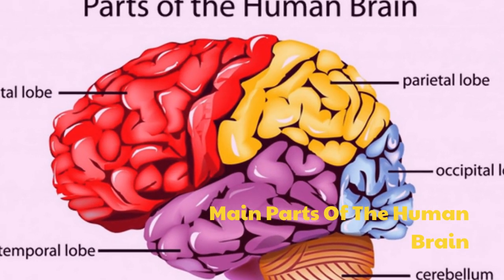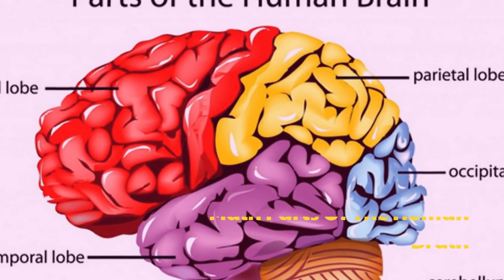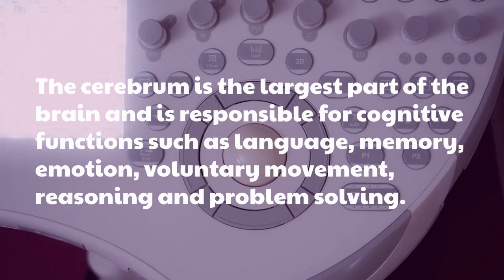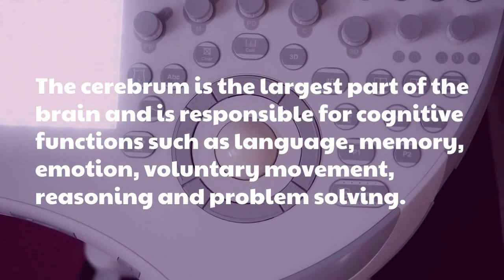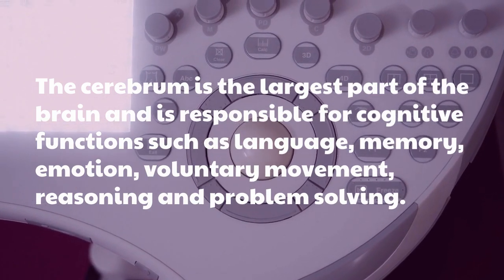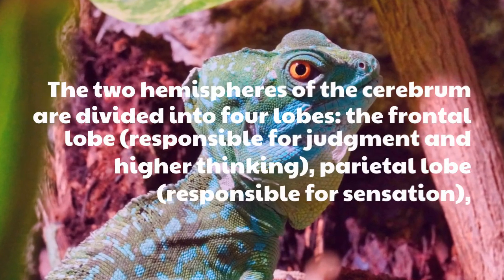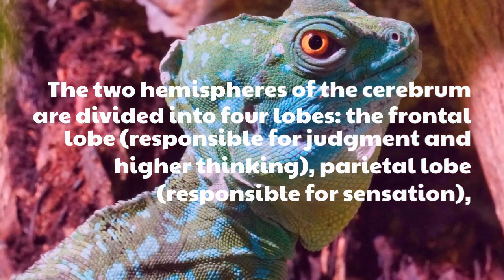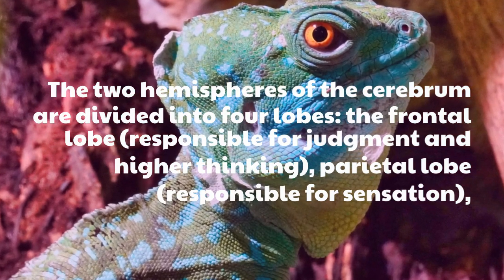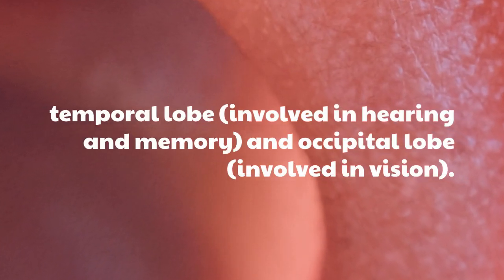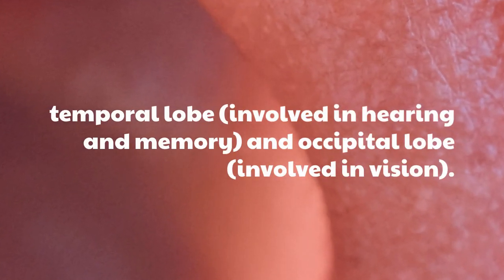Main parts of the human brain. The cerebrum is the largest part of the brain and is responsible for cognitive functions such as language, memory, emotion, voluntary movement, reasoning, and problem solving. The two hemispheres of the cerebrum are divided into four lobes: the frontal lobe, responsible for judgment and higher thinking; parietal lobe, responsible for sensation; temporal lobe, involved in hearing and memory; and occipital lobe, involved in vision.